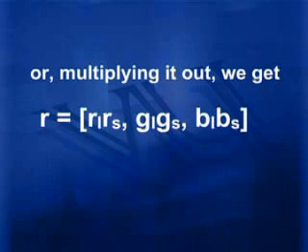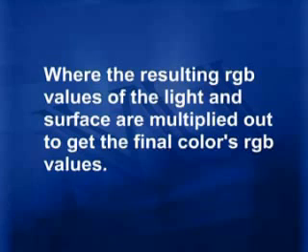So on multiplying, what we get is that RL gets multiplied by RS, the light's red component multiplied by the surface's red component. Similarly, GL and GS, the green component of light multiplied by the green component of the surface, and the blue component of light multiplied by the blue component of the surface. This would be the component by component multiplication carried out in order to generate the final value for R, where the resulting RGB values of the light and surface are multiplied out to get the final colors, which are the RGB values.